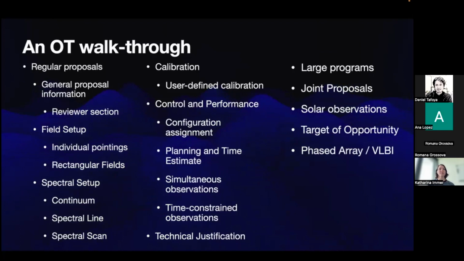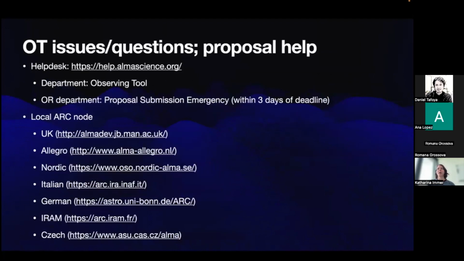Two iTrains ago, we actually had one focused on VLBI, so there's also a section about the OT part in that iTrain. And if you have any questions about the OT or any issues, or you need help with your proposal preparation, please either contact the help desk, use the Department Observing Tool, or within 3 days of the deadline, please use the Proposal Submission Emergency Department. And of course, you can always contact your local ARC node, either through the help desk or by directly contacting the nodes. They're also very happy to help you with your preparation.